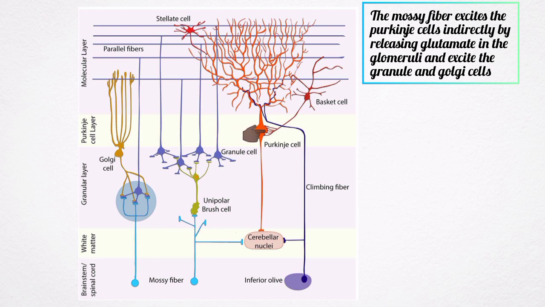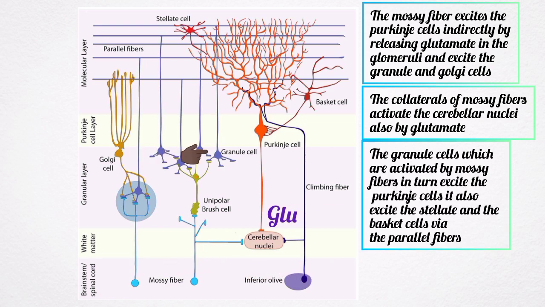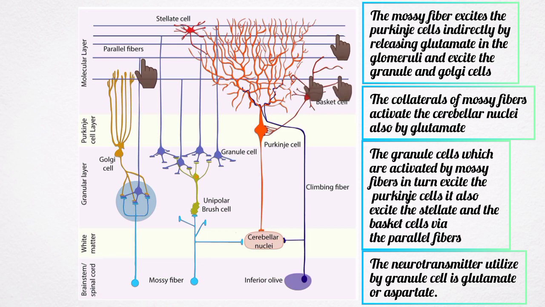The mossy fibers excite the Purkinje cells indirectly. In the glomeruli, the mossy fibers release glutamate and excite the granule cells and Golgi cells. The collaterals of mossy fibers activate the cerebellar nuclei also by glutamate. The granule cells, which are activated by mossy fibers, in turn excite the Purkinje cells. They also excite the stellate cells and the basket cells through the parallel fibers. The neurotransmitter utilized by granule cells is glutamate or aspartate.